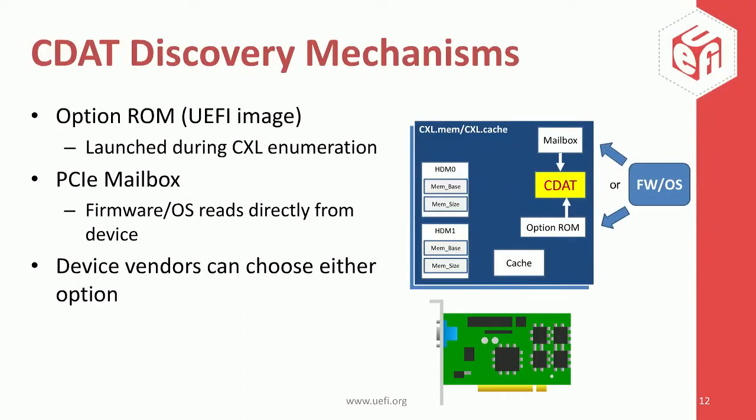A bit more on that. The CDAT, of course, is a data structure that provides these properties. But then there needs to be a way to discover the CDAT from a given device. And to that end, there are at least two mechanisms that have been proposed so far. The first one is an obvious choice, actually, the option ROM. So the CDAT data structure could be embedded in an option ROM, and it could be launched during CXL enumeration, during the boot phase. And then from there on, it could be accommodated appropriately into the HMAT table. The other mechanism is the PCIe mailbox.